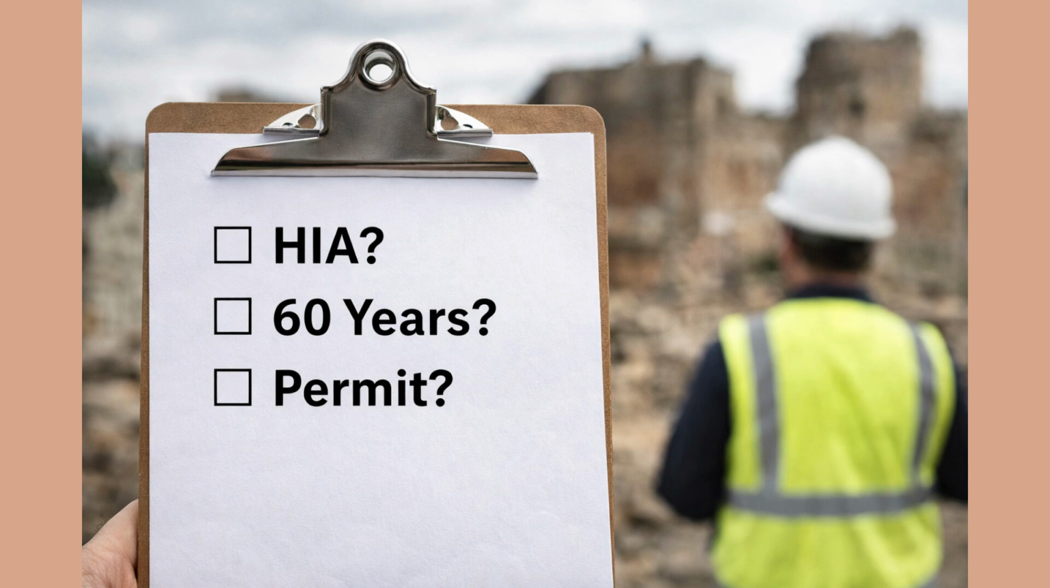When faced with a potential development project, stakeholders in development tend to ask ourselves practical questions such as, do we need an HIA? Or, is the structure older than 60 years of age? Or, do we need a permit? Although these are practical questions, and they should guide our decision making, shape our reports, and determine what action is taken on the ground, they're not necessarily the first questions that we should be asking ourselves.